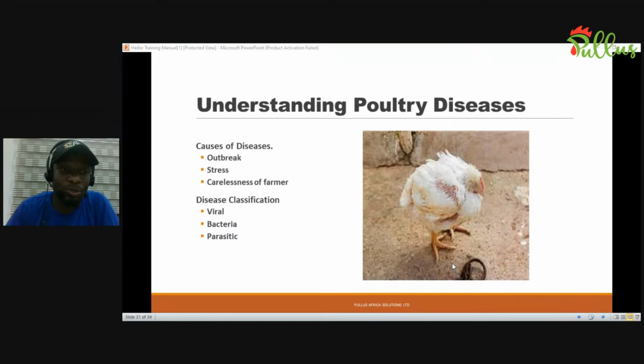The other factor, like I told you, is the human factor. That is why we always advise that if you want to carry out certain activities, make sure you carry out that activity at the cooler part of the day, so that you don't stress out the birds too much. If you want to remove your litter, sort your birds, and do other operational activities that you carry out in your farm every day.